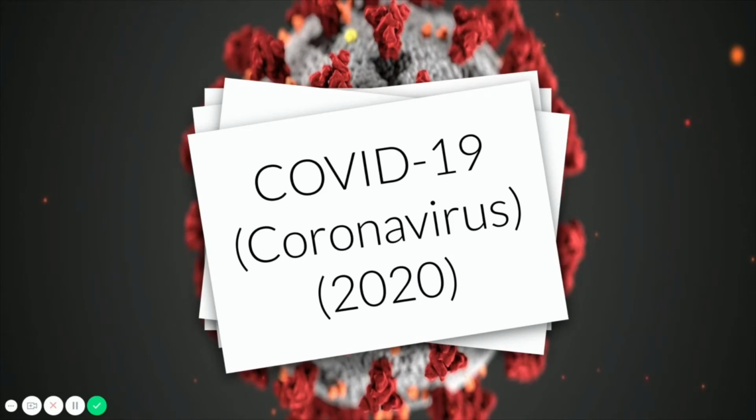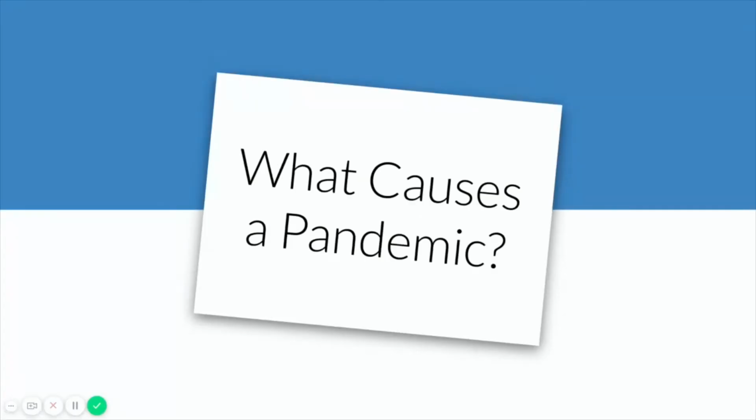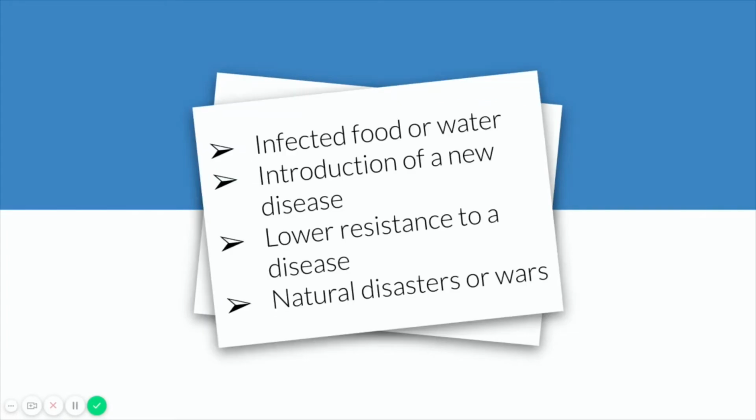Now, let's analyze COVID-19 based on the information we learned at the beginning of this lesson. So when we ask the question, what causes a pandemic? These four options were the causes. Let's see if we can figure out which one of these is the cause of COVID-19.